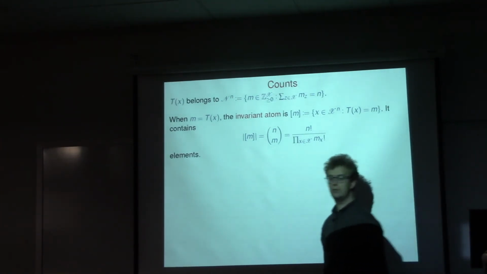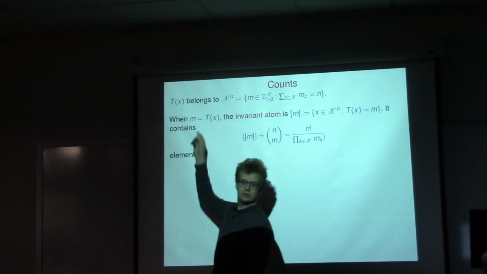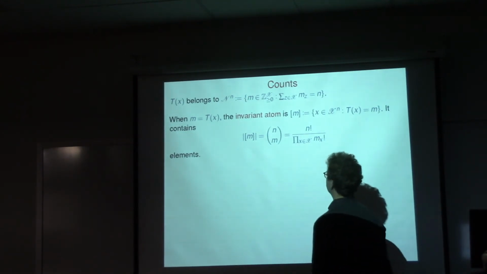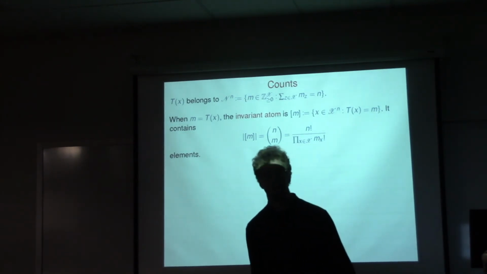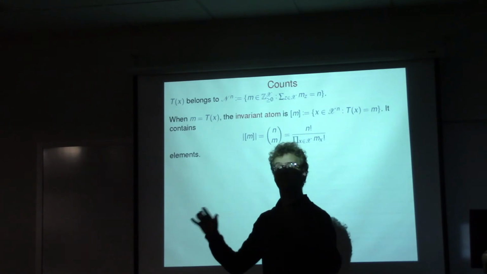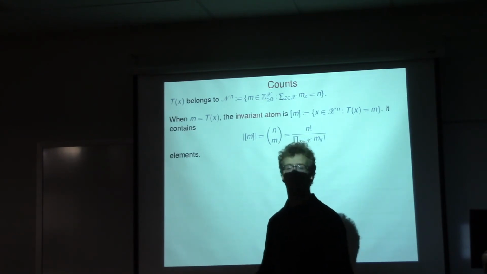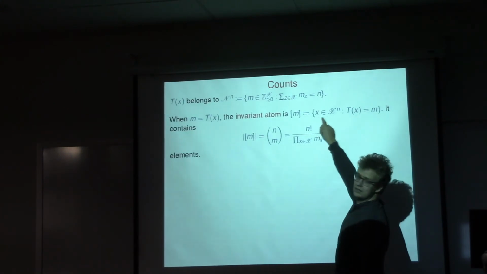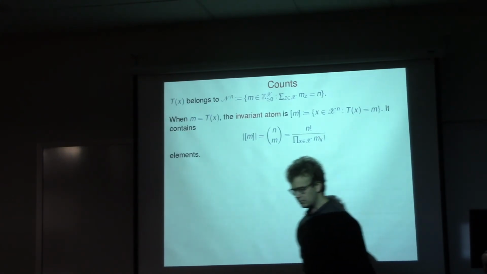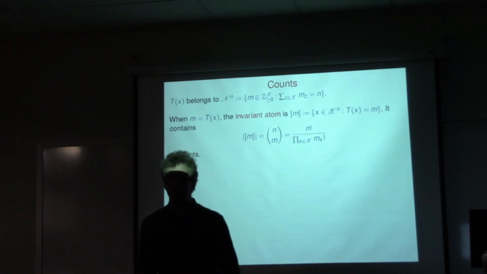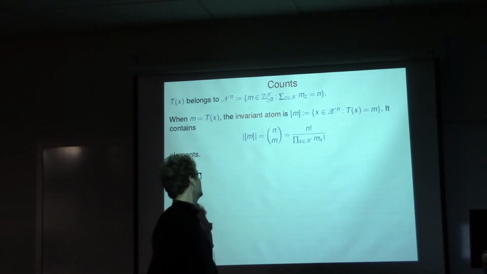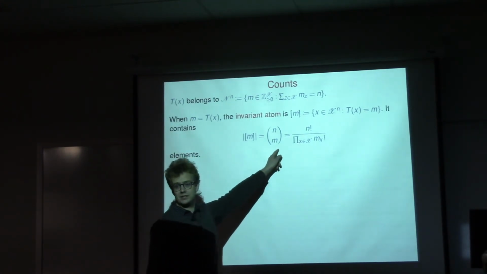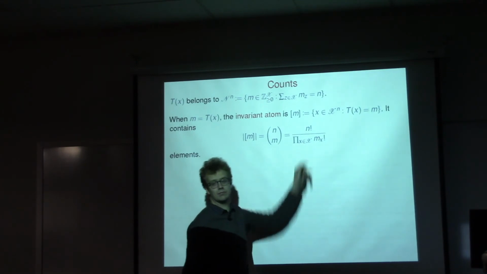Now, when I have a count vector m, what is then the invariant atom, or what is then the set of all sequences with this particular count vector? Well, it's of course this. And let me look at how many elements there are in it. Well, there are n choose m elements in it, or this number.